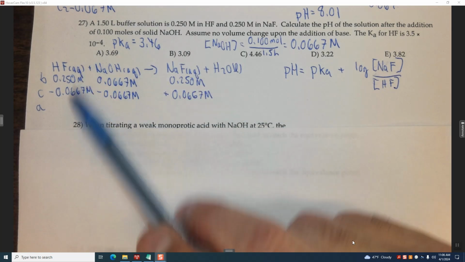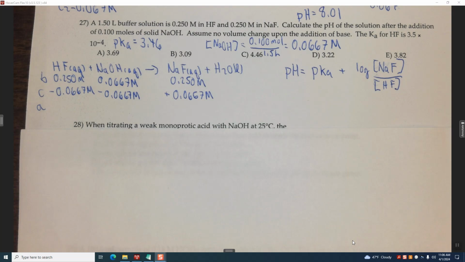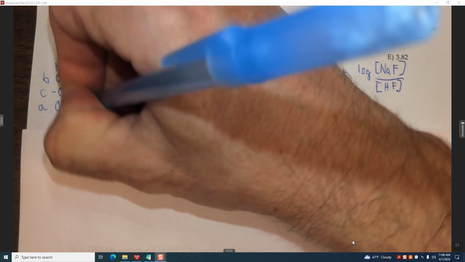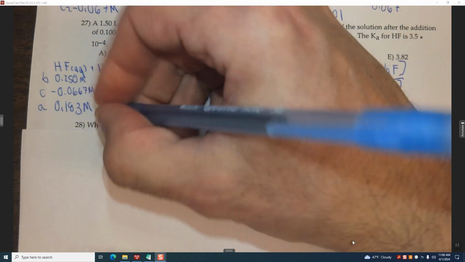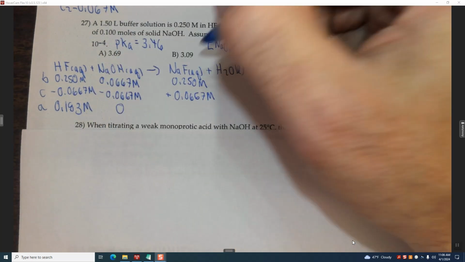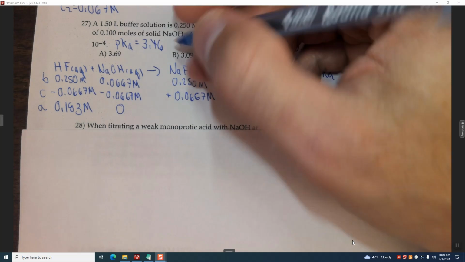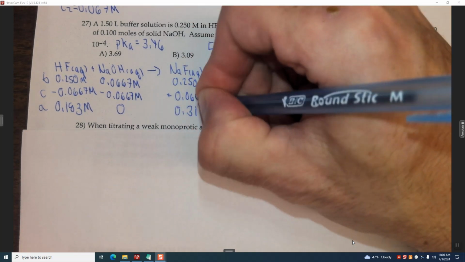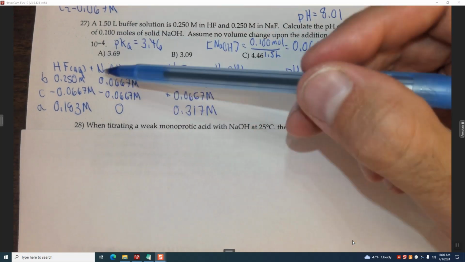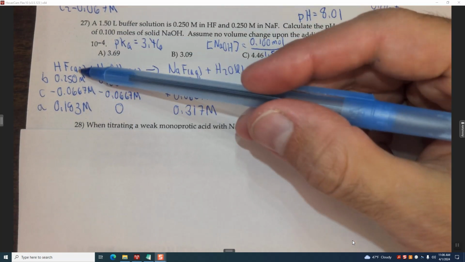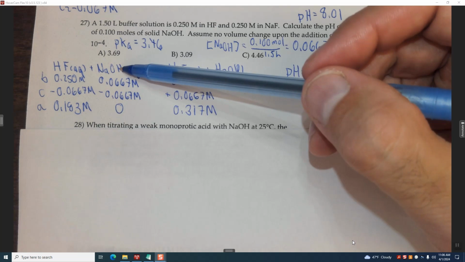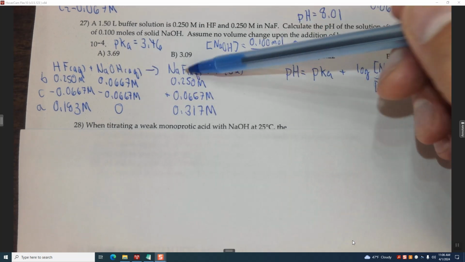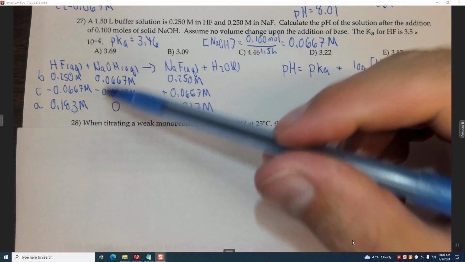When we do this subtraction, we find that what's left of the HF is 0.183 molar in concentration. What's left of the NaOH? None. And what is left of the NaF is 0.317 molar. Note that if there were NaOH left over and we ran out of HF, then the pH would just be based on the concentration of the NaOH, because this is a strong base, and you're not going to have a buffer anymore.